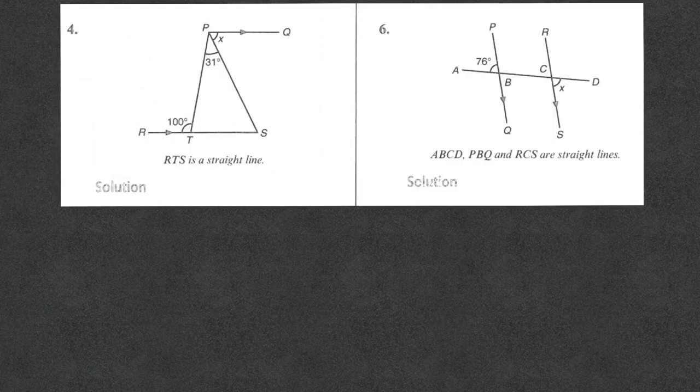Next, we come to what is called number 4. It seems like a very hard question, but if you look at the features or the positions of the angles, you will see that PQ and RT are cut by PT, which can be considered as the transversal. Now can you see that the 100 degree angle and this 31 and x together are called, yes, alternate angles, because the shape is like this now. So this is called alternate angles.